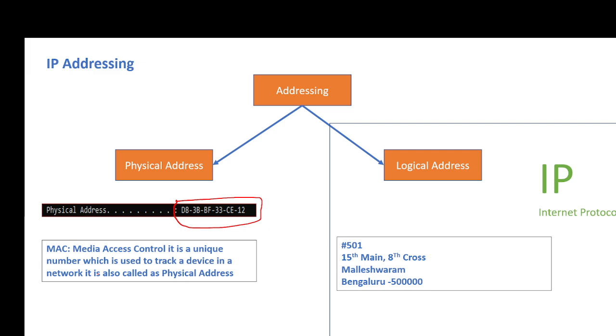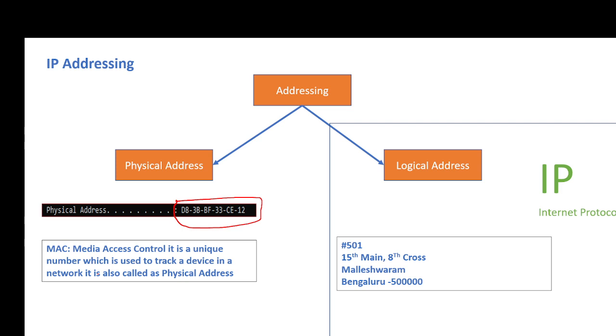This physical address is also called a MAC address. MAC means Media Access Control. It's a unique number which is used to track the devices on the network. It is called the physical address.